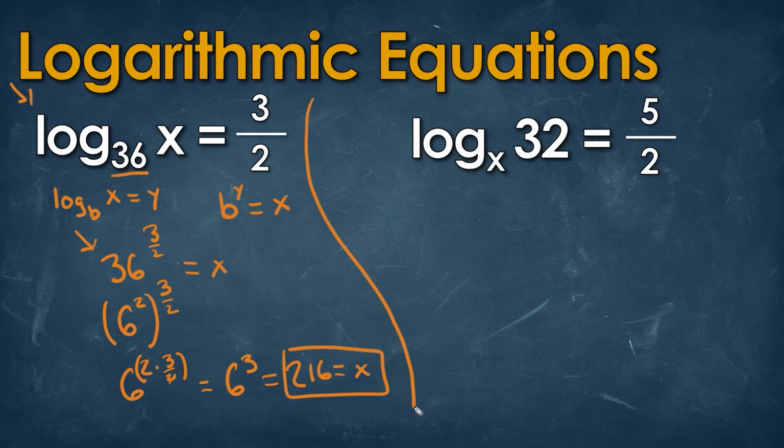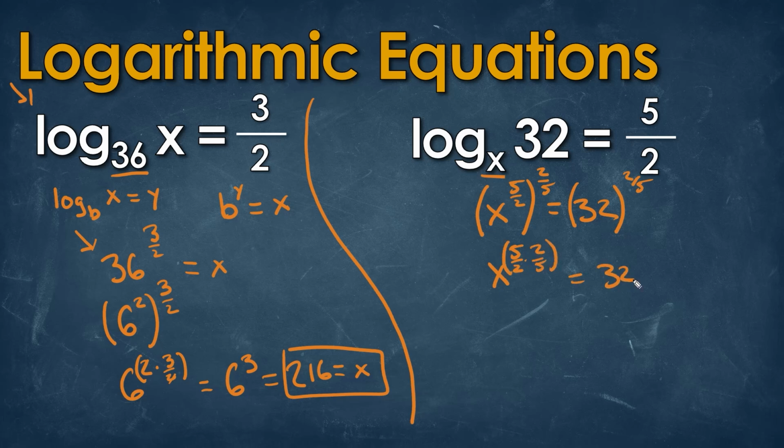Moving on to the next example, let's see what would happen if we had a base of x raised to the 5/2 power, and that is equal to 32. Whenever we have a value that's raised to something, we can take the reciprocal of that power to cancel it out. If we raised both sides to the 2/5 power, this would be x raised to the 5/2 times the 2/5 power, and that is equal to 32 raised to the 2/5.